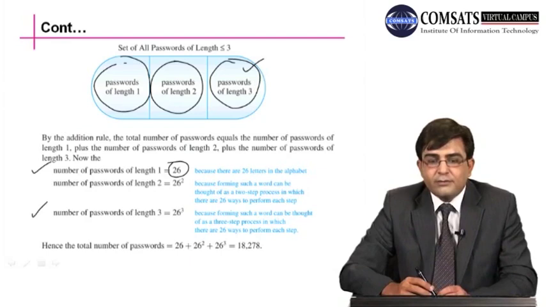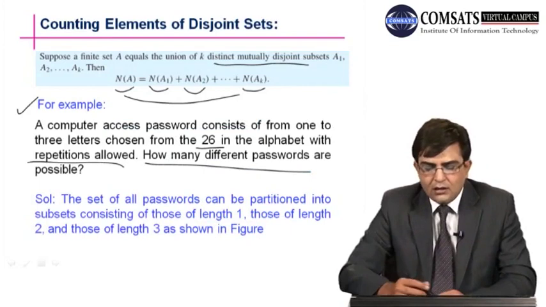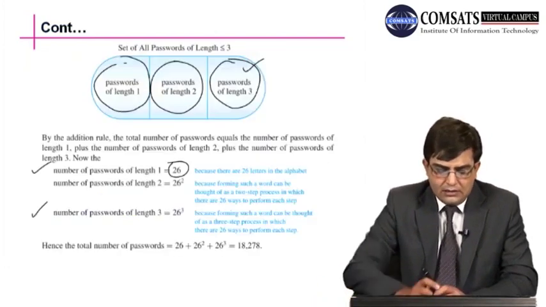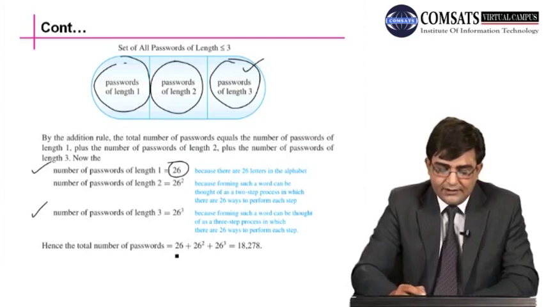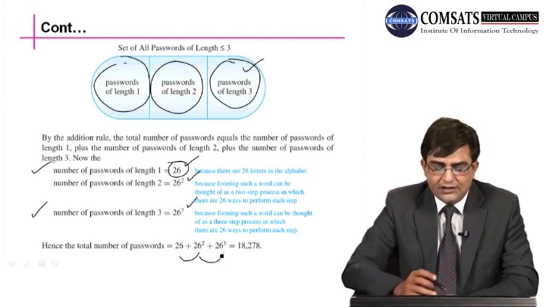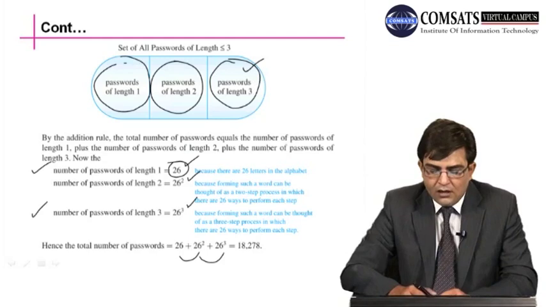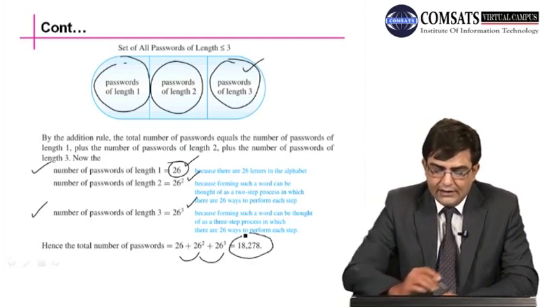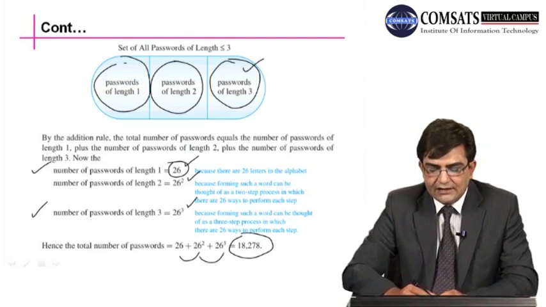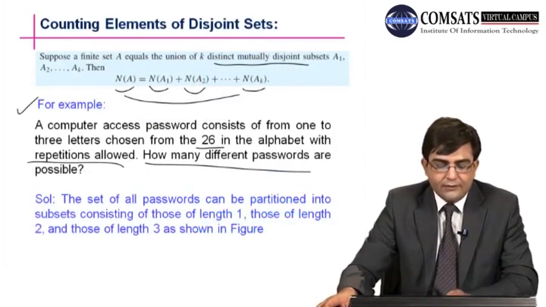And now the total number of passwords in all 3 sets is basically, by using this formula, this plus this plus this. So we add up all these 3 numbers of elements in these 3 different sets, and we obtain that there are 18,278 possible passwords which a person can fix in his computer by using these conditions.